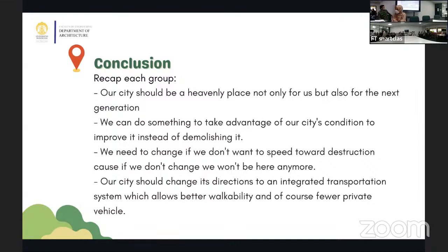Okay, so we need to change everybody to a better place or better behavior. Our city should change its direction to an integrated transportation system which allows better walkability and of course fewer private vehicles. Yeah, I guess this one is true, and it's also included in all the presentations.